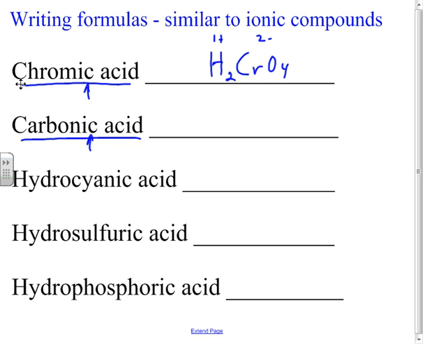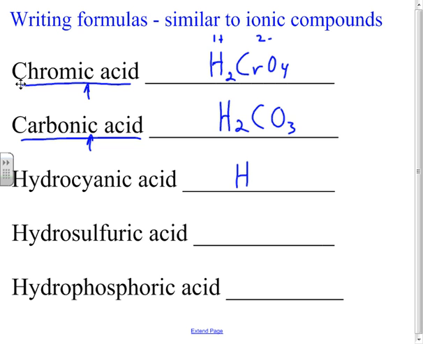Carbonic acid, again, no hydro in the name, so we're going to have oxygen, and carbonic refers to the carbonate polyatomic ion, and that has a 2- charge, so again H2CO3. These last three all have hydro in the name, and so there's not going to be any oxygen.